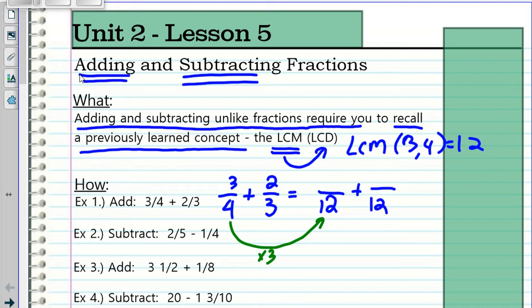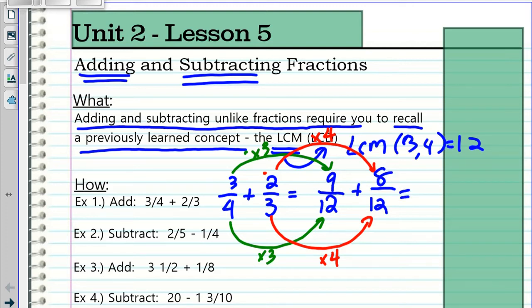And so that would also beg the question, what would 3 times 3 be then? Because you're gonna multiply the numerator and the denominator by the same number. Okay, so what's 3 times 3? 9. Similarly, how does 3 become the 12 here? That's right, times 4. So what is 2 times 4 then? That's right, 8.